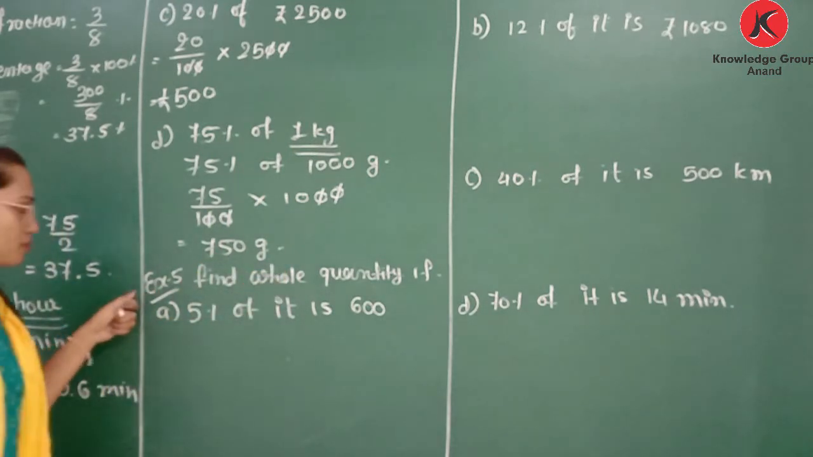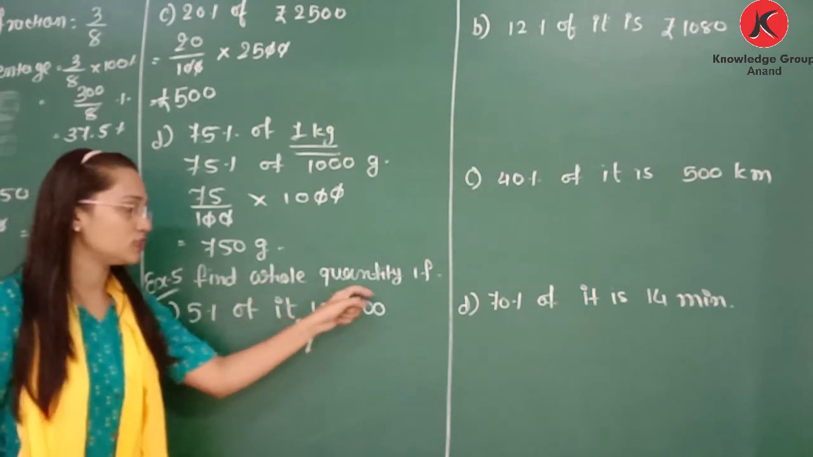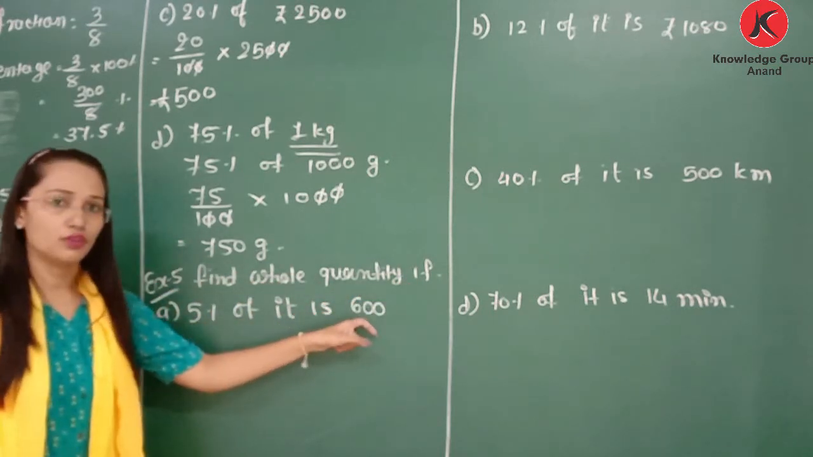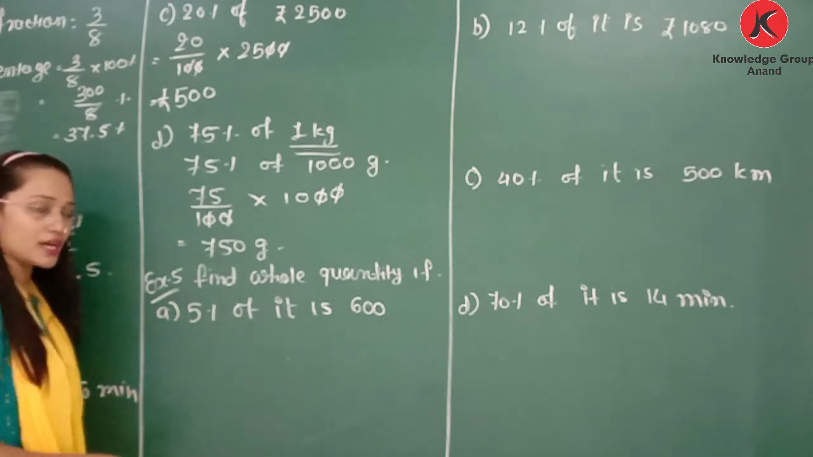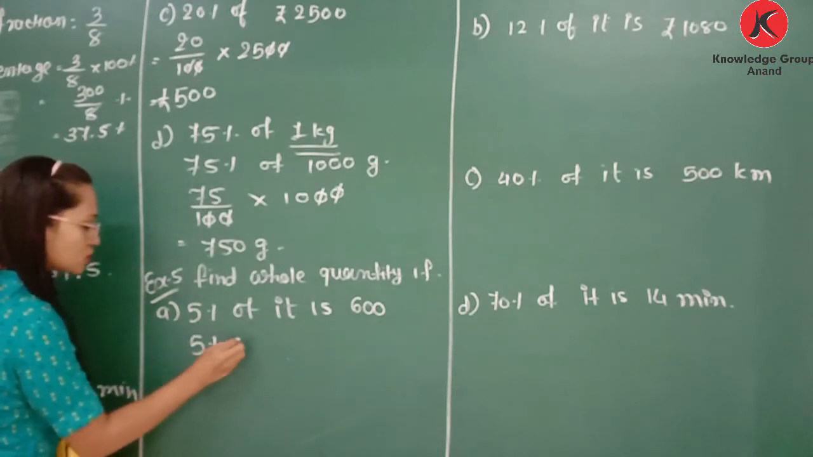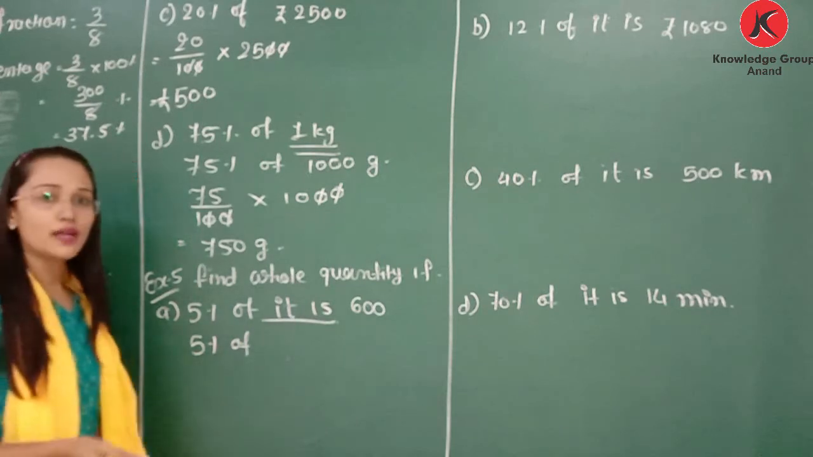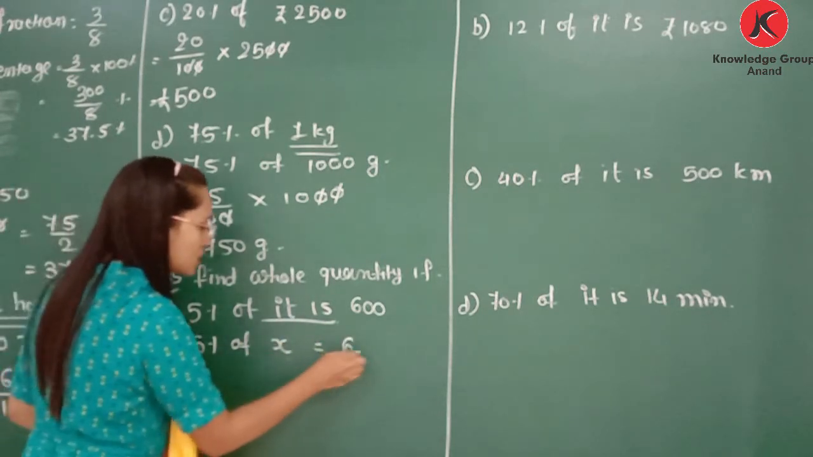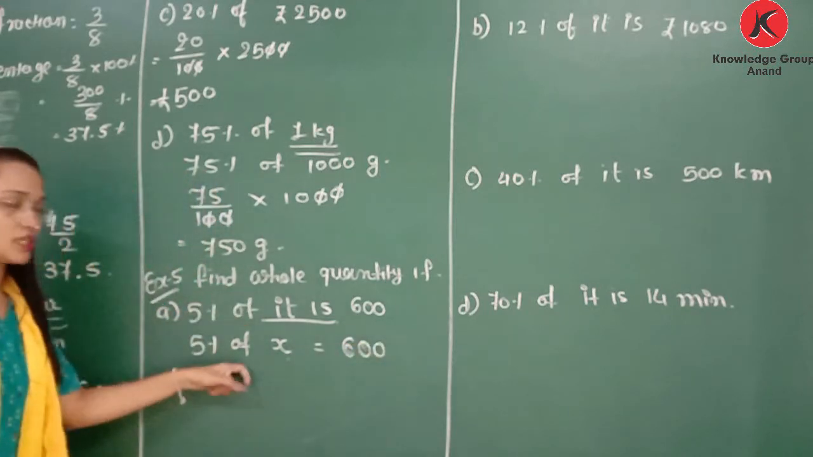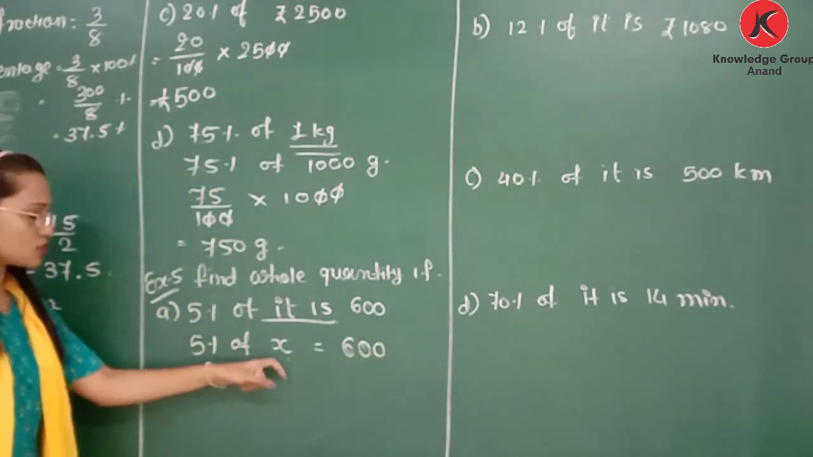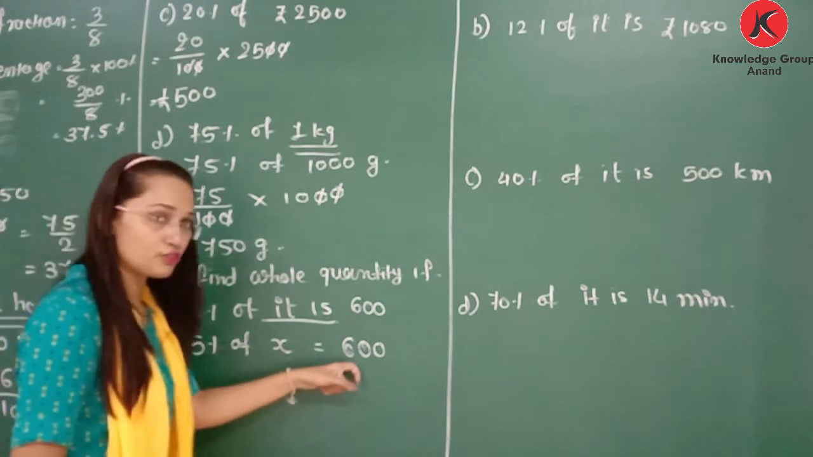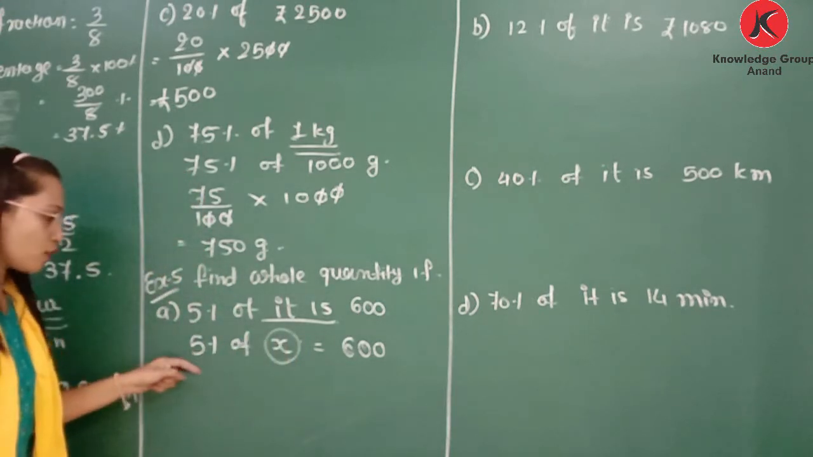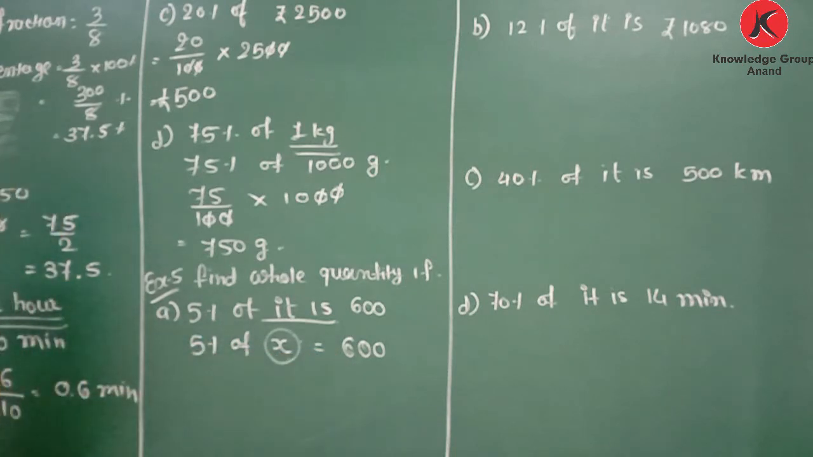Now next one, question number 5. Find the whole quantity if 5% of it is 600. So here how can we find the answer? 5% of it means of what number, we don't know. So 5% of x is 600. This can be written like this: 5% of unknown quantity is 600. So we need to find the number for which we take 5%, so it will give 600.